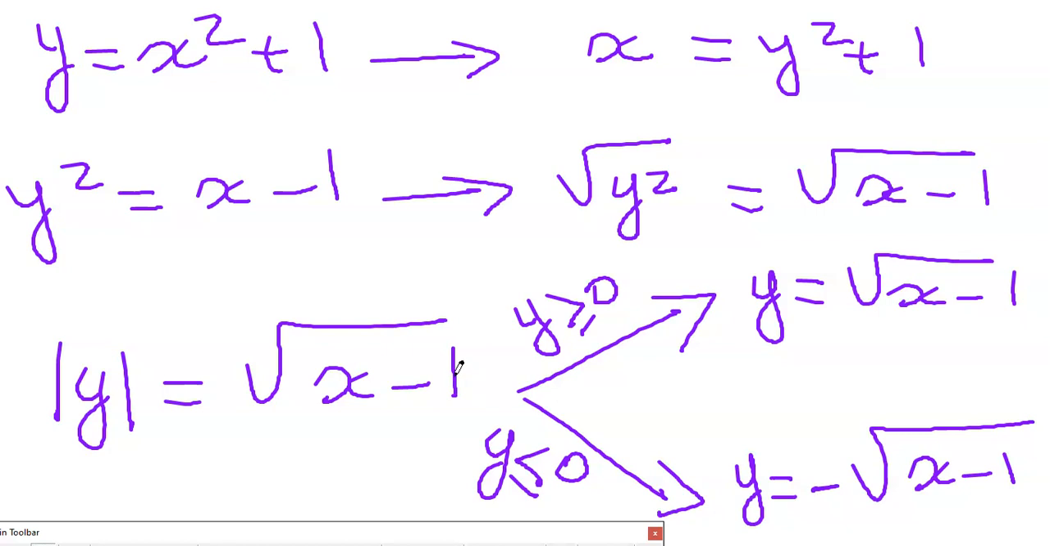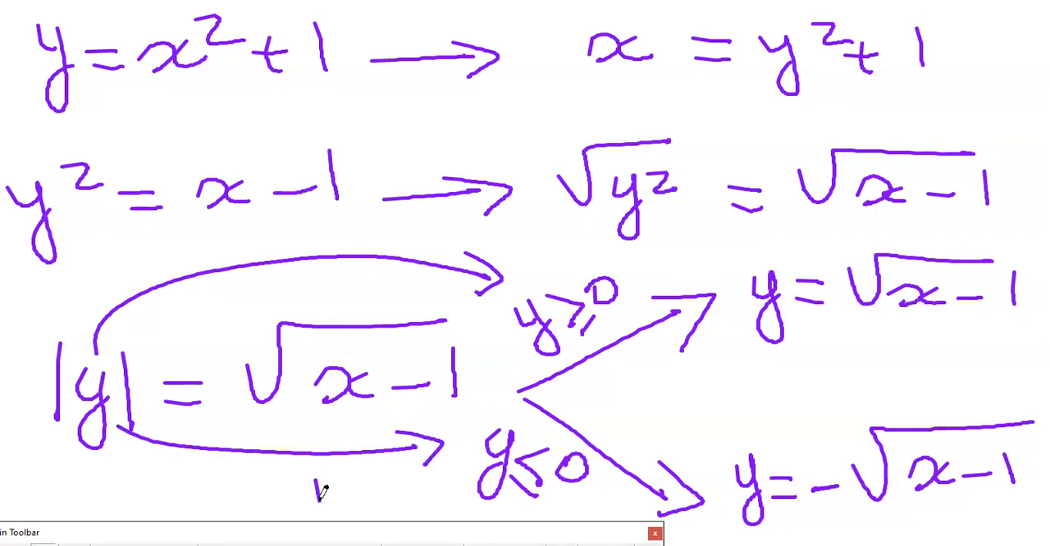And we know very well that the absolute value of any number gives me the same number if my number is positive. So if y is positive, the absolute value of y gives me y. But if y is negative, the absolute value of y gives me minus y. And in this case, y will be minus radical x minus 1. So you look here, guys, I don't have one inverse function. I have two inverse functions.